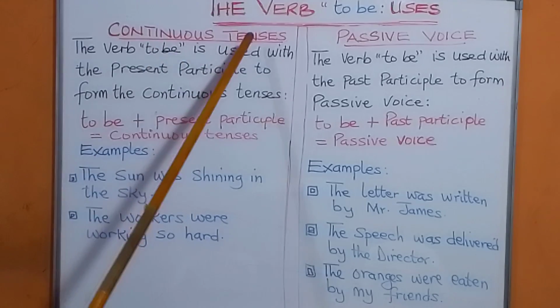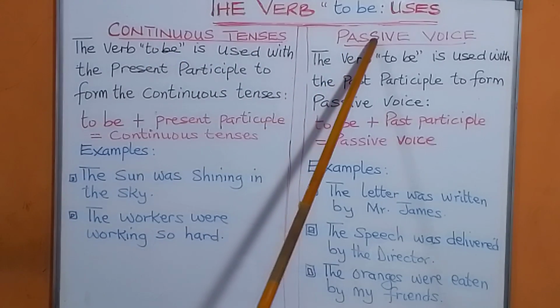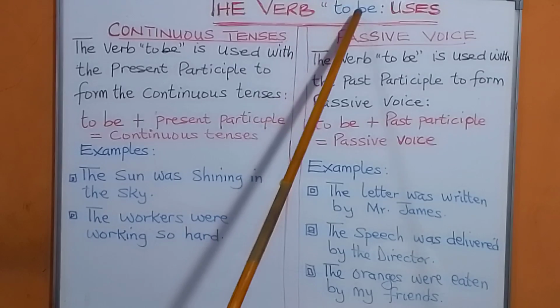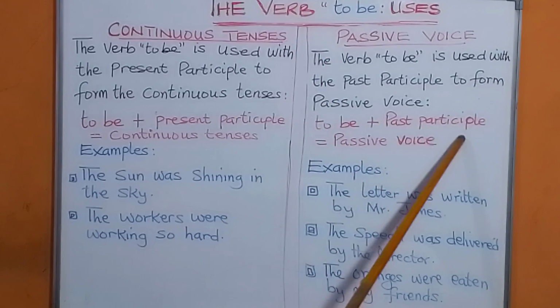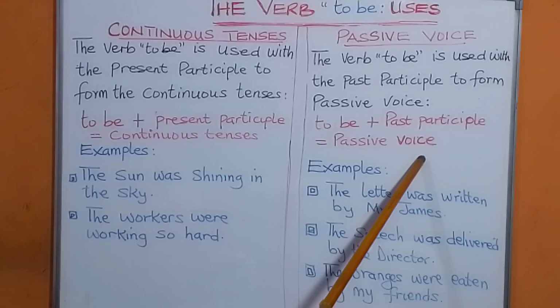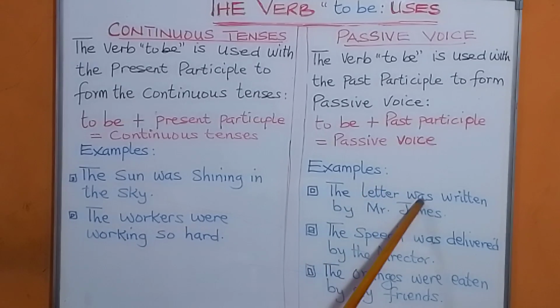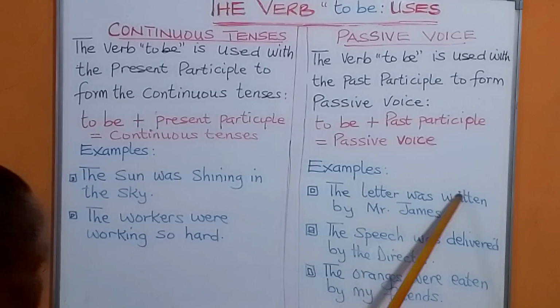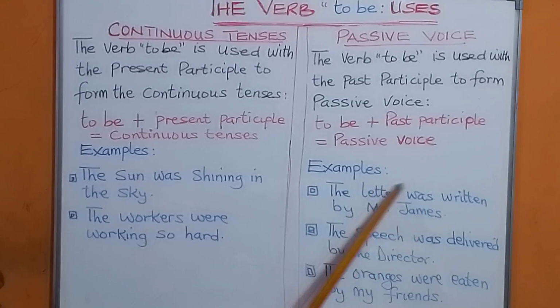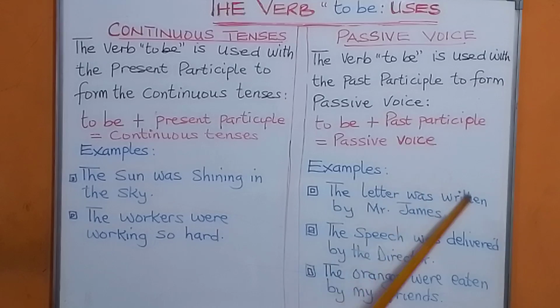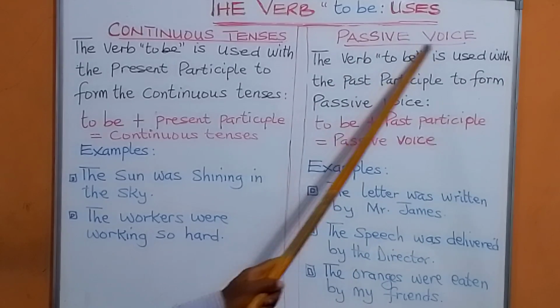That is continuous tenses. If we want to make passive voice with the verb to be, you put verb to be plus past participle. You have passive voice. For example, the letter was written by Mr. James. If you want to turn it into active voice, you say, Mr. James wrote the letter.